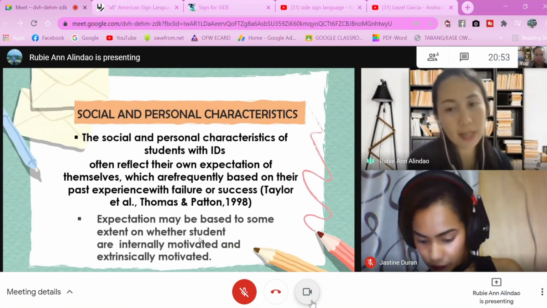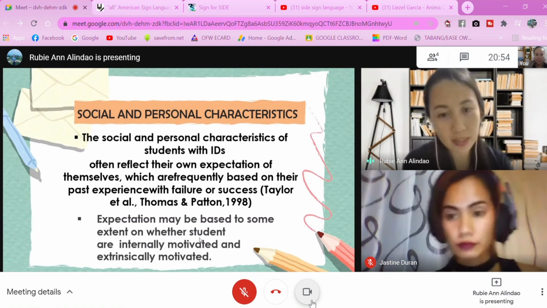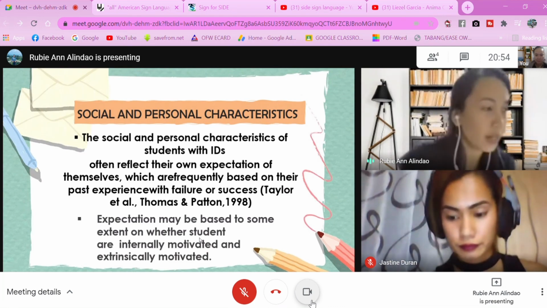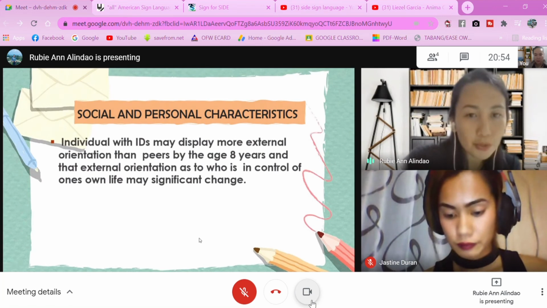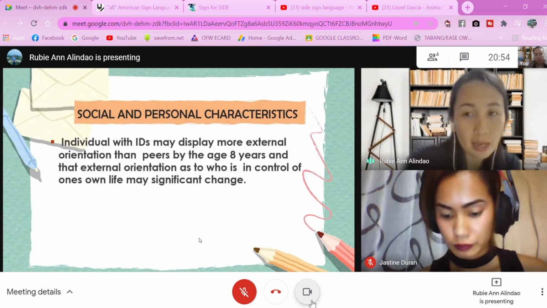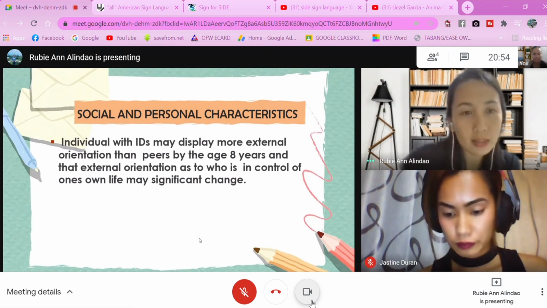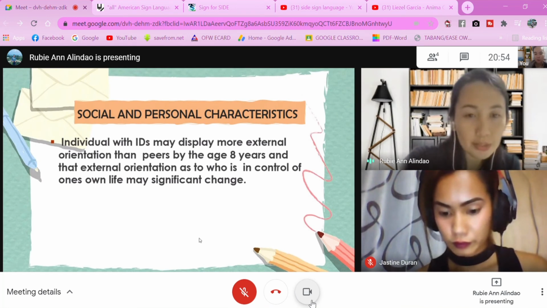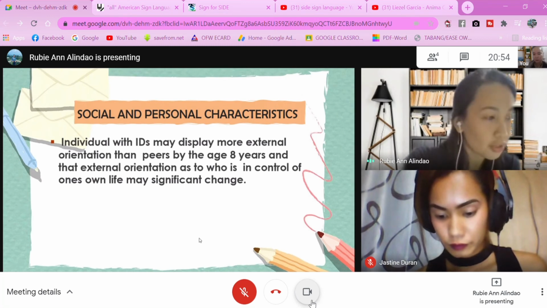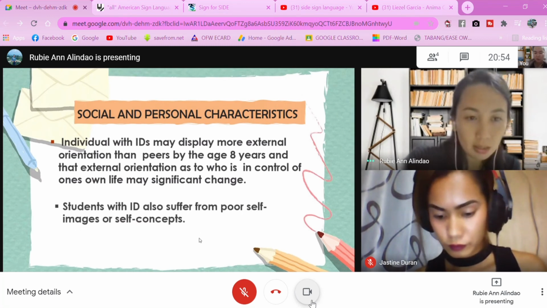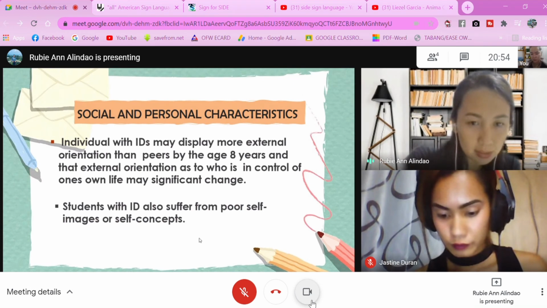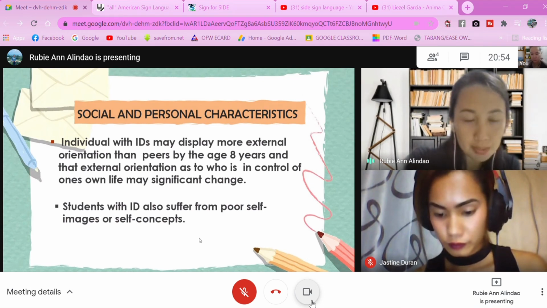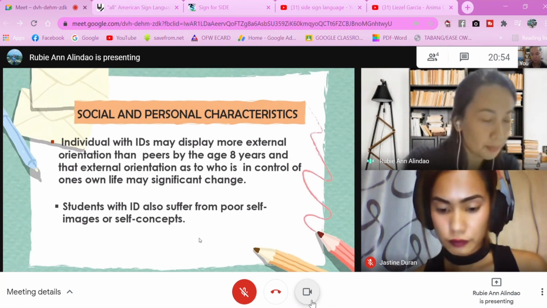Next, expectation may be based to some extent on whether students are internally motivated or extrinsically motivated. Individuals with intellectual disabilities may display more external orientation than peers by the age of 8 years, and that external orientation as to who is in control of one's own life may change significantly. Also, students with intellectual disabilities suffer from poor self-images or self-concepts.